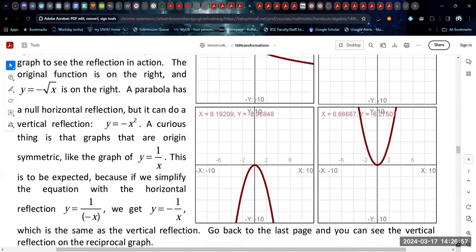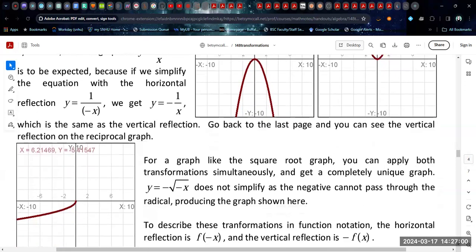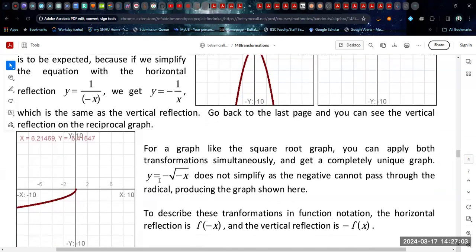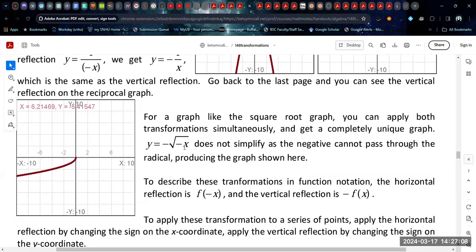Now, because the square root function doesn't have any symmetry at all, I can actually apply both horizontal and vertical reflections and get a distinct graph because I can't distribute these x's through the square root. So if I apply a horizontal reflection under the radical, I move it from the first quadrant to the second quadrant. And then if I apply the negative on the outside, then I move that from the second quadrant to the third quadrant across the x-axis. And so negative, the square root of negative x, is now in the third quadrant. So I can actually move my square root into any of the 4 quadrants that I want.